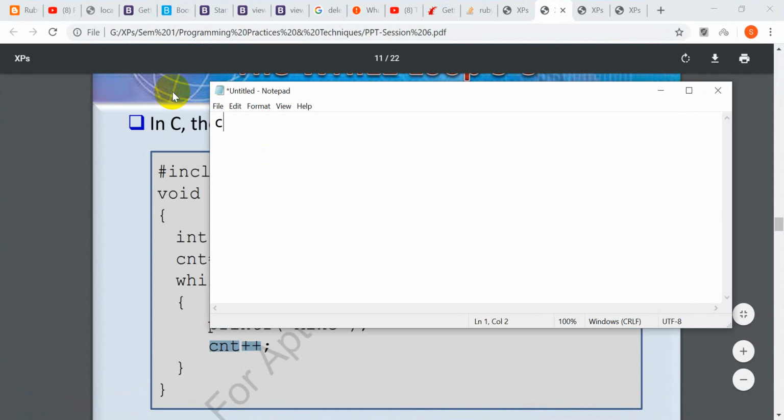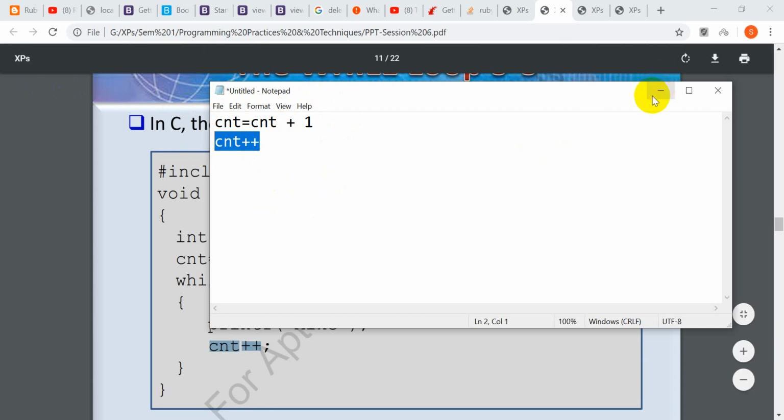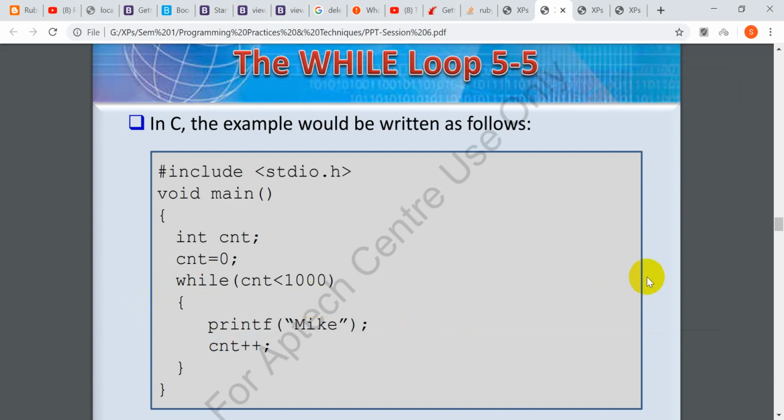So cnt is equal to cnt plus 1 is the same thing. Okay, guys, so cnt++ and cnt = cnt + 1 are the same thing. It increments by 1: cnt 0 plus 1 is 1, 1 plus 1 is 2, 3, 4, 5, up to 1000. You get it? So that's how it is with the C programming language. We can move on and then continue.